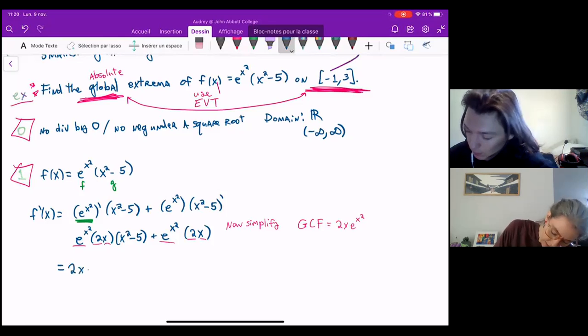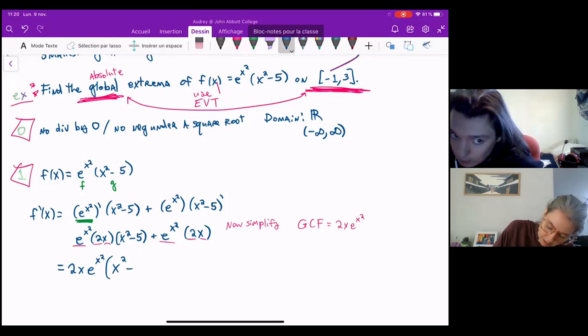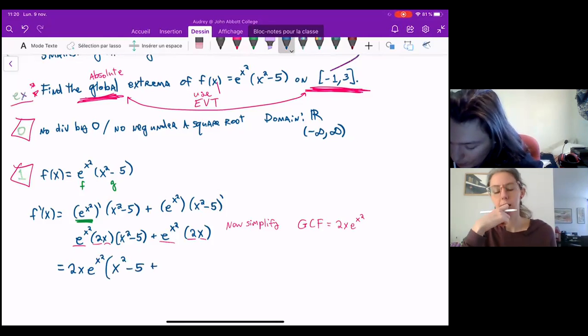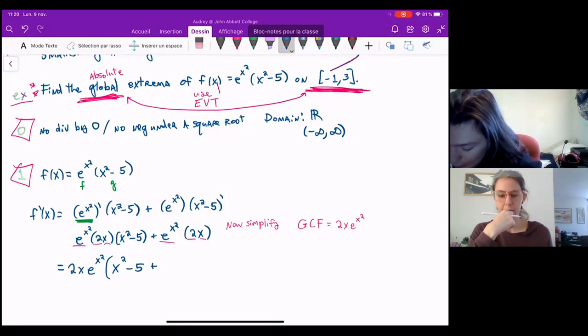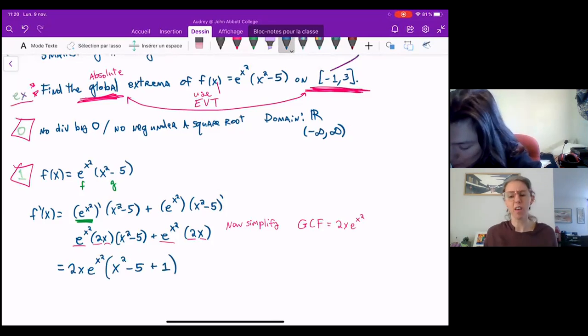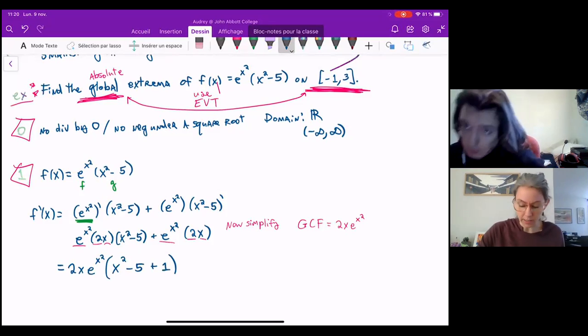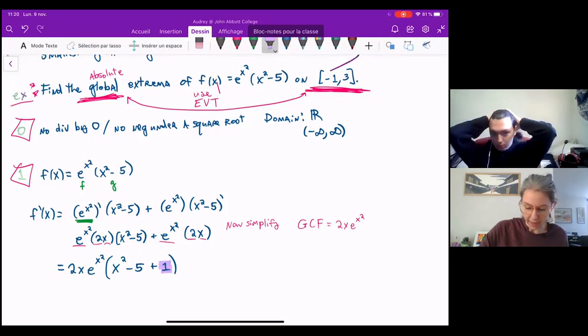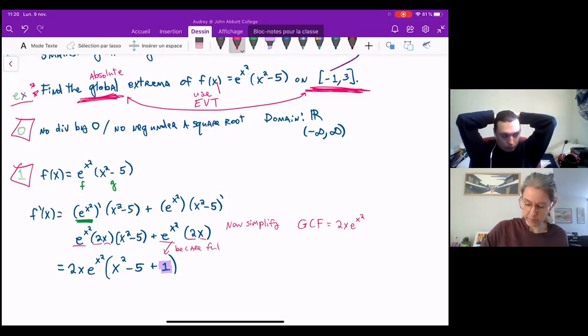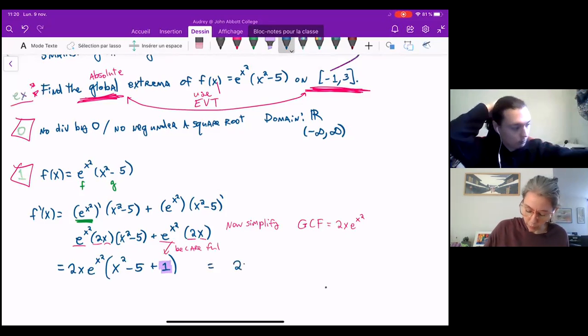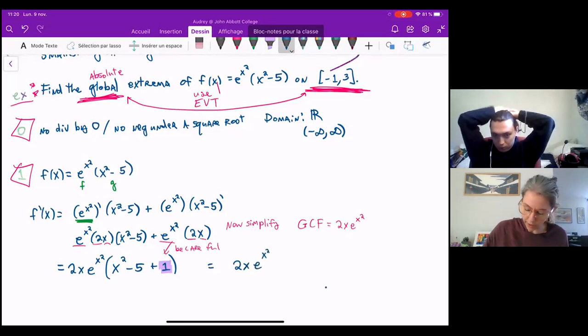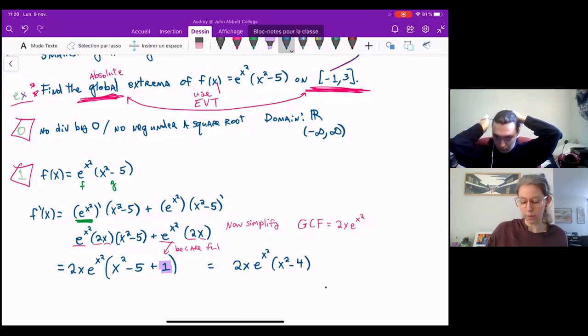So I'll have 2x e to the x squared. What's left in the first is x squared minus 5, plus what's left in the second? One. Be careful about that. A lot of people have this tendency to say, oh, I took everything away, there's nothing. That nothing is a 1, it's not a 0. So be careful about that. So then this is equal to 2x e to the x squared times x squared minus 4.